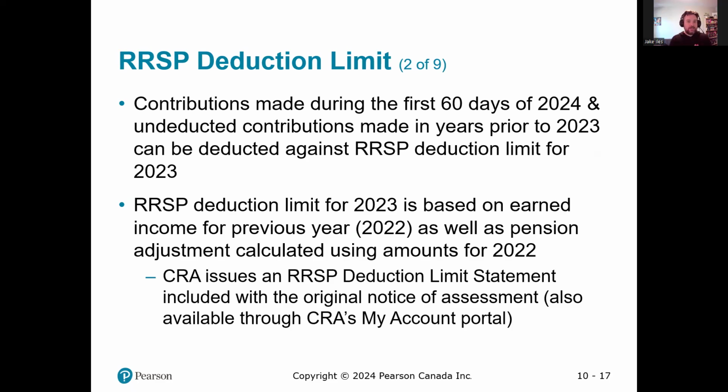So for 2023, I don't file that tax return until April of 2024. So if I have some deductions or contributions in January and February, I know what those are. I can include them on my tax return. So you have this 60-day grace period in the next year to subtract from your previous year's income. So 2023 can be deducted against RSP deduction limit for 2023. The deduction limit for 2023 is based on the income from the previous year.